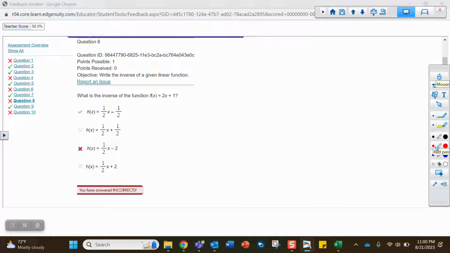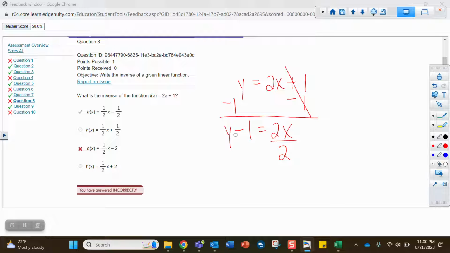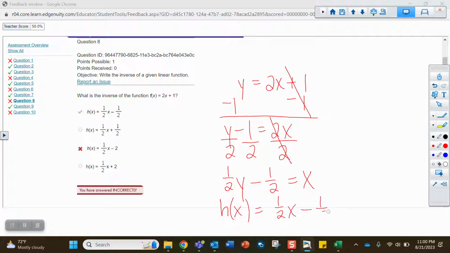Question 8 again is asking you to write the inverse. So again, I'm going to switch that f of x to be a y just so that it's a little easier for me to solve. We're solving the equation for x. Now we have to divide everything by 2, so we get 1/2 y minus 1/2 equals x. Now we're going to switch it and use that function notation: h of x equals 1/2 x minus 1/2.